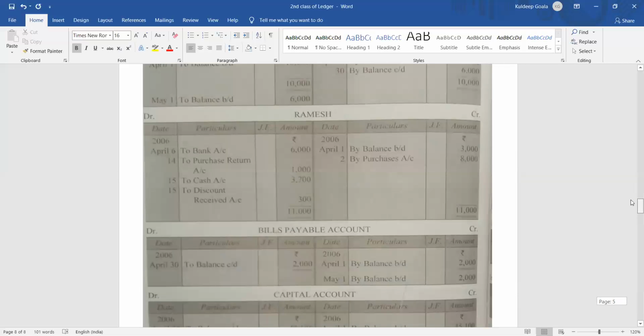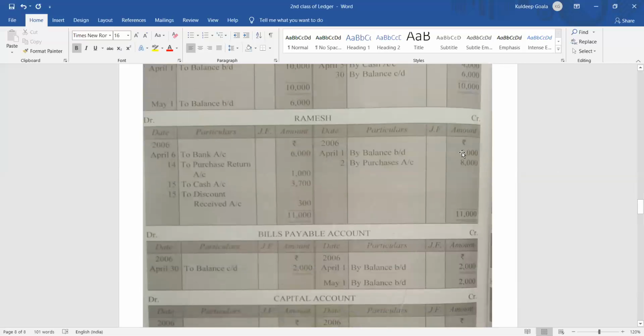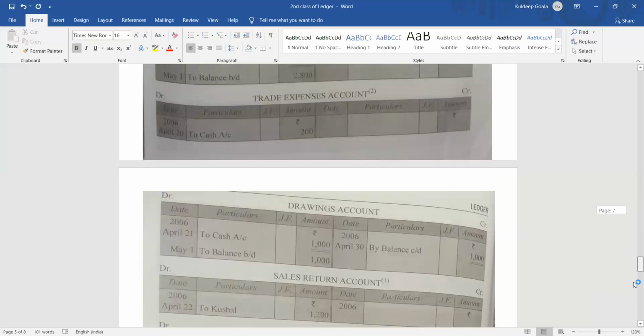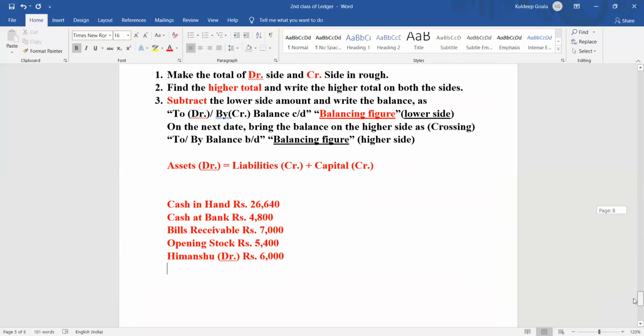Again, move back to the question and see what is the next one. After Himanshu, it is Ramesh. So for Ramesh also, you can see the total of both the sides is the same. There is no balancing figure. So if there is no balancing figure, what will happen? Automatically it will be closed down. No need to write anything on the name of Ramesh also. Then comes the next one, bills payable account. We can see a balance of 2,000 is there. So what you will have to do? Just mention it, bills payable, 2,000, right?